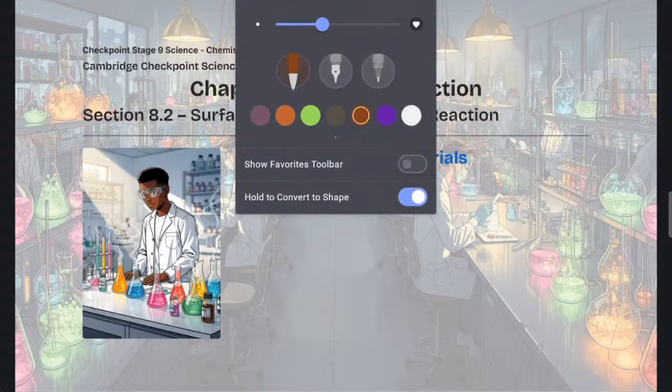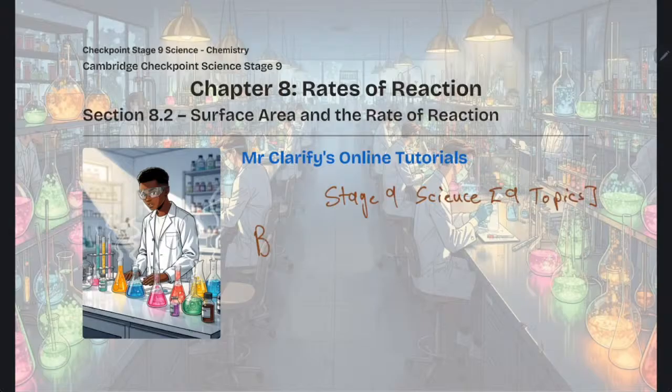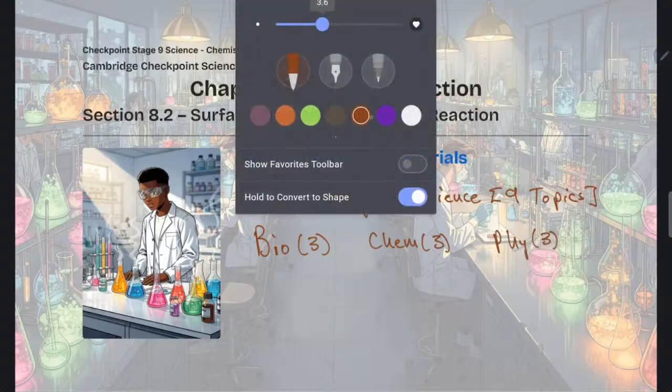Tell me the checkpoint stage 9 science. How many topics do we have for checkpoint stage 9 science? Good, 9 topics in total. Then how many do we have for bio? 3. How many topics do we have for chem? 3. How many topics do we have for physics? 3. Good. Making 9, right?